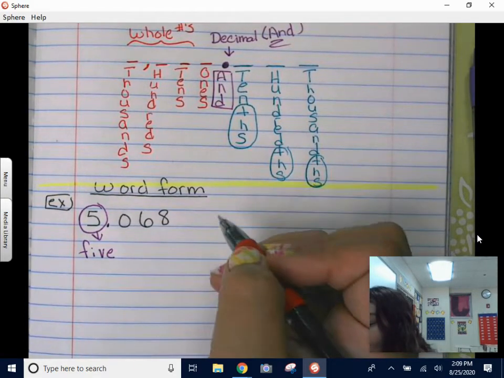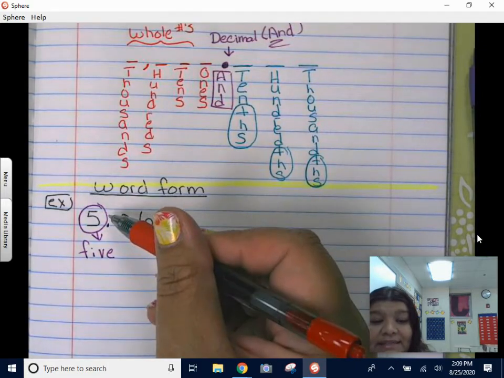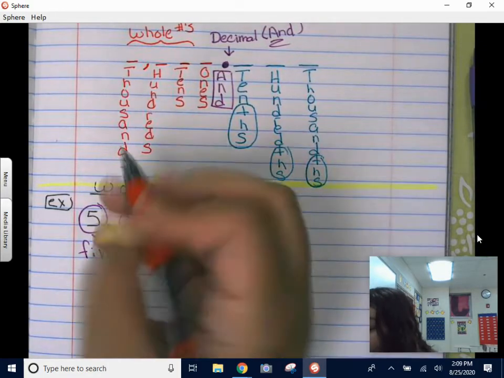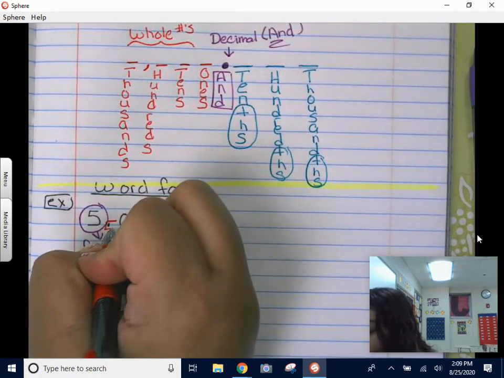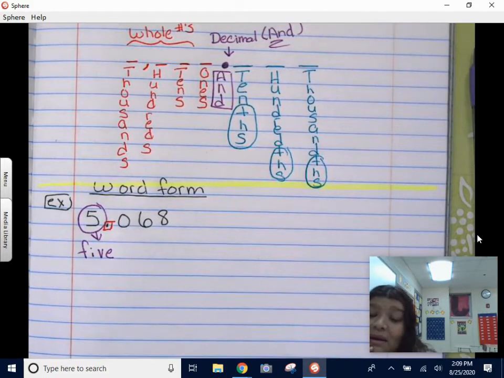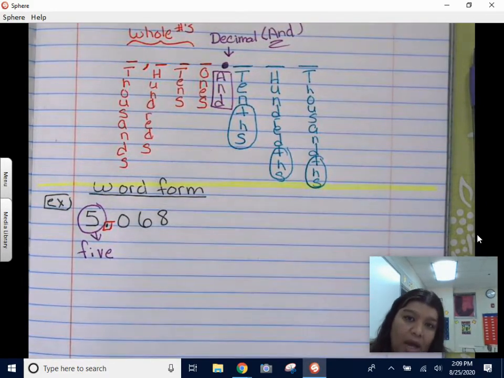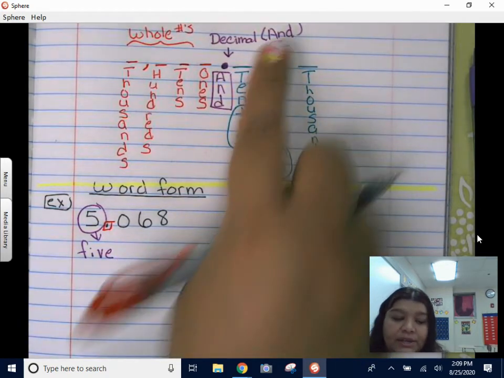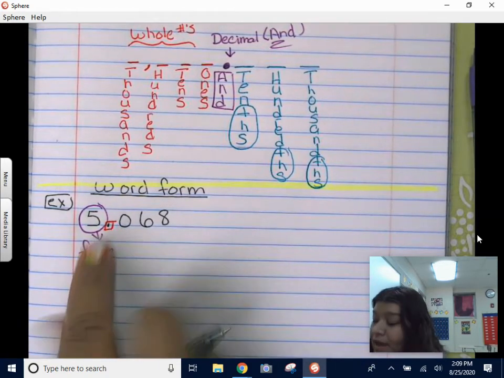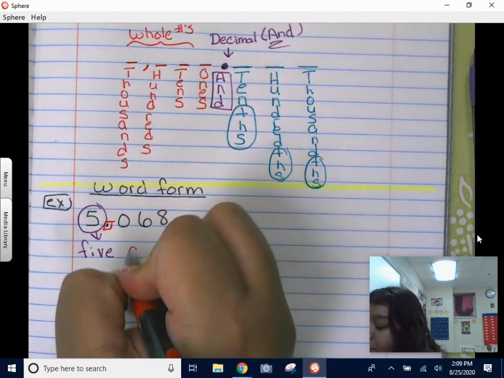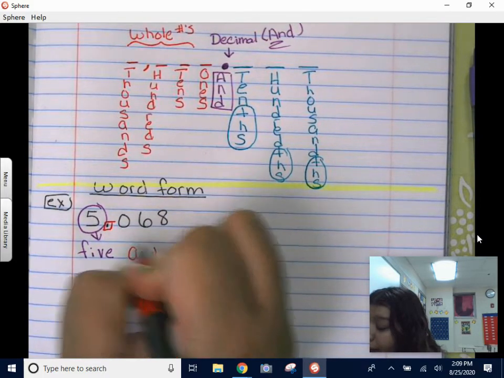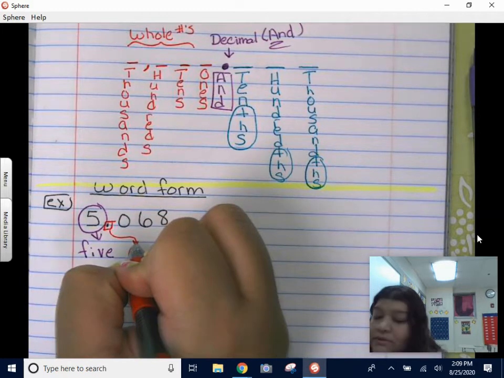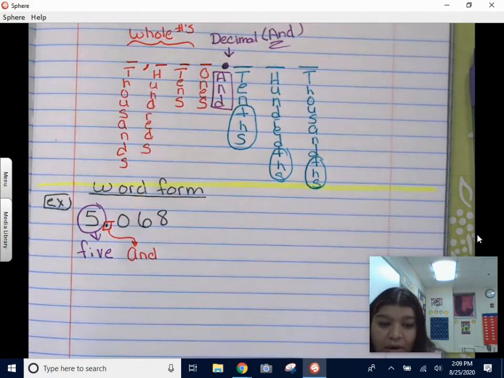All right. Now, the next thing we have is this decimal point. Okay, what did I tell you that we say instead of point or dot or decimal? We say the word and. So in place of this decimal, I have it in red pen, I'm going to write the word and. So just like that. So far we have 5 and.